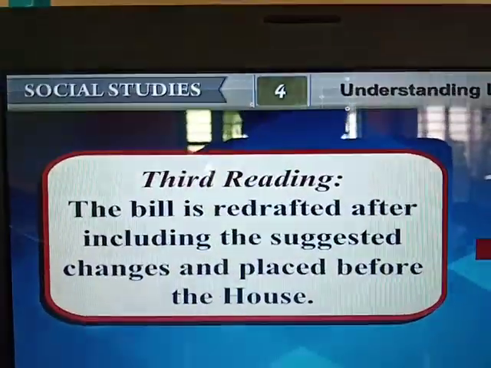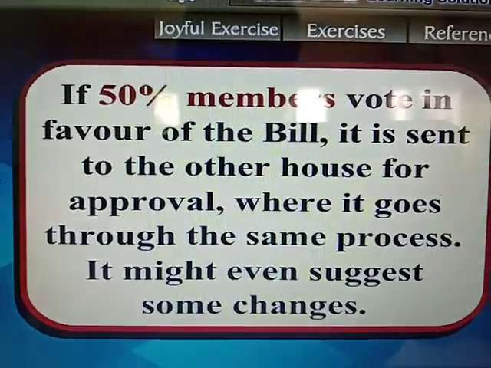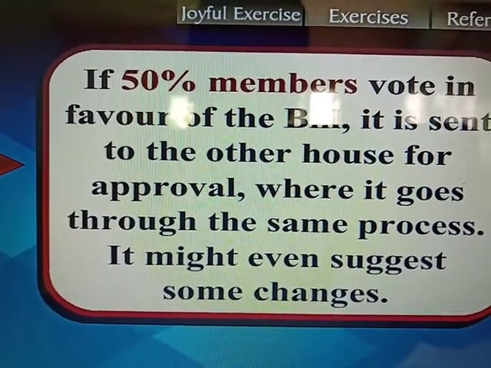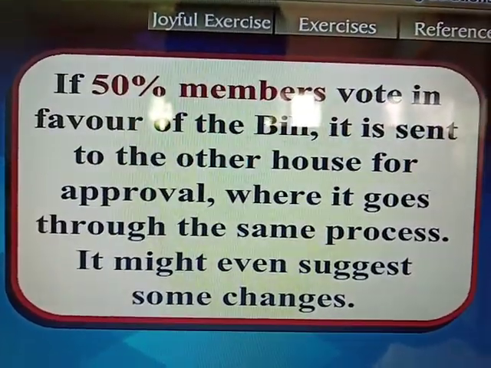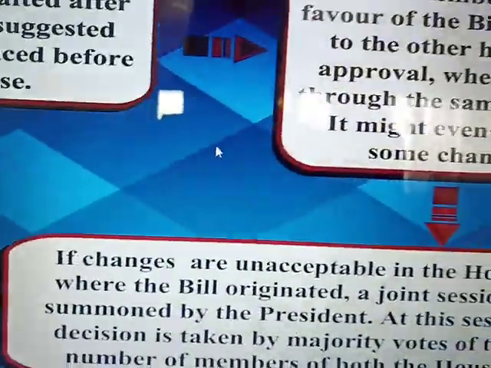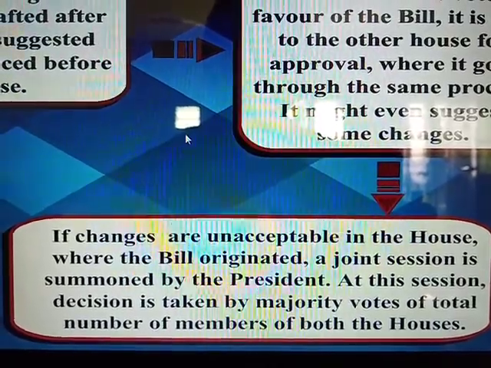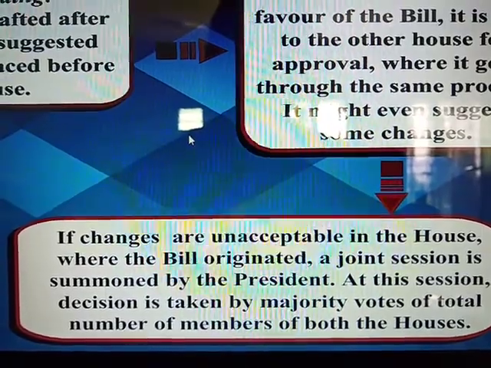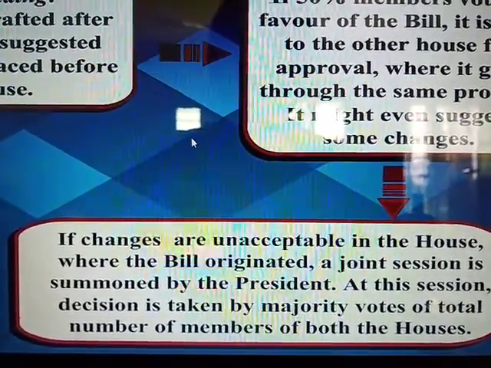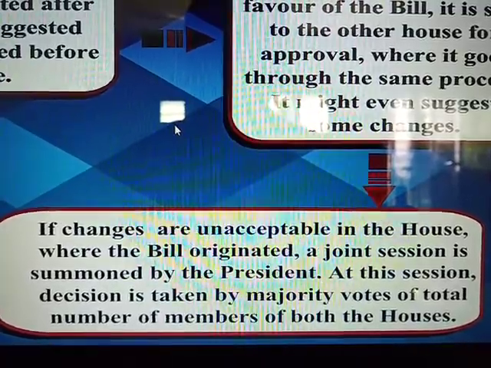If 50% members vote in favor of the bill, it is sent to the other house for approval, where it goes through the same process. It might even suggest some changes. If changes are unacceptable in the house where the bill originated, a joint session is summoned by the President. At this session, decision is taken by majority votes of total number of members of both the houses.